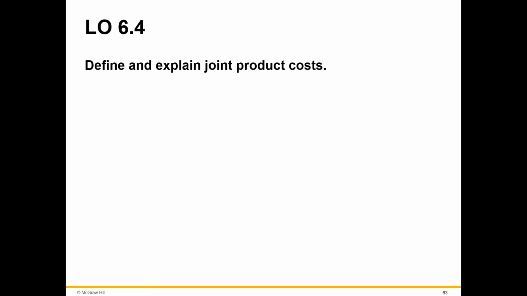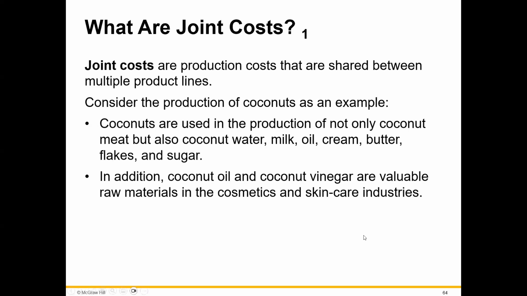So joint product costs are the next topic that we have out there, which are costs for producing multiple products. So let's say we have multiple product lines, and looking at an example with coconuts. If you take just whole coconuts, you can use those to make coconut meat, like the white stuff that comes out of the coconut, shredded coconut. You can also make coconut water that people drink, coconut milk that people use for cooking, coconut oil, coconut cream, which is concentrated coconut water and milk and oil, coconut butter, flakes, sugar, etc. So a whole bunch of different things you can make with coconut.